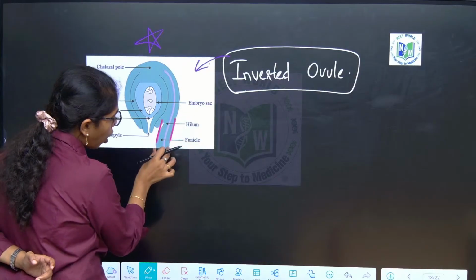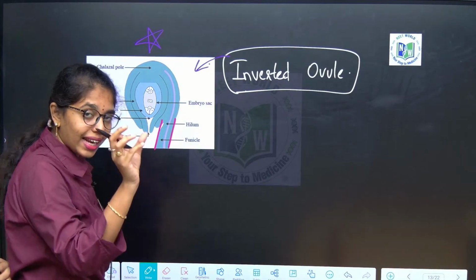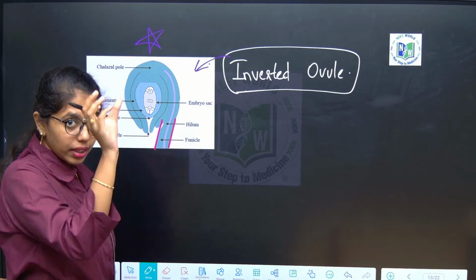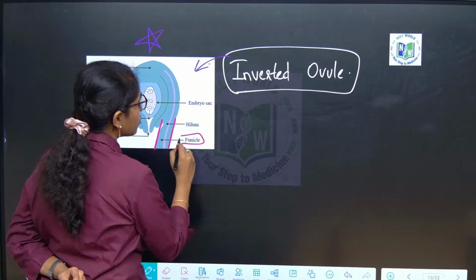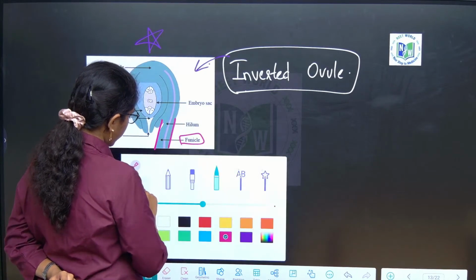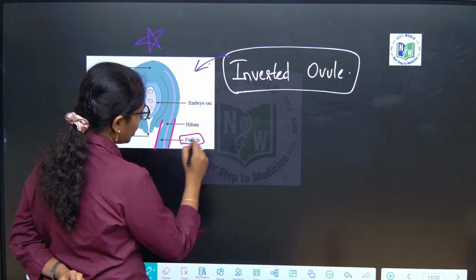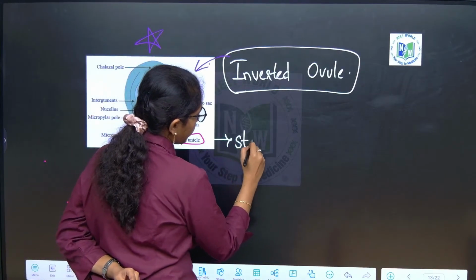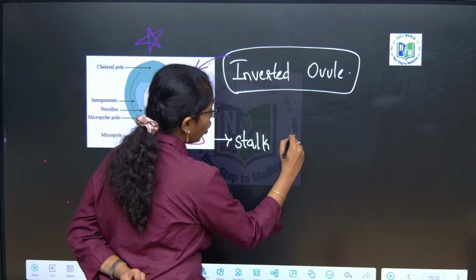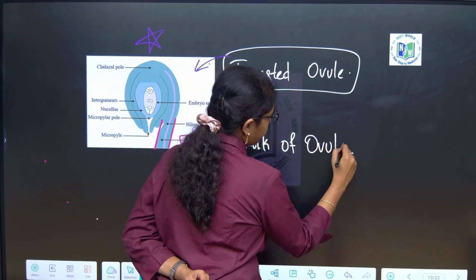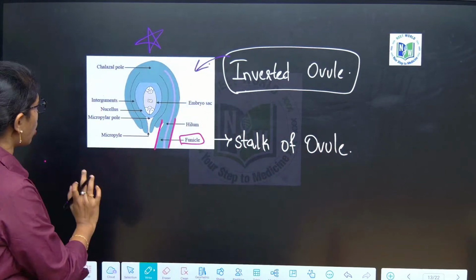The stalk of the ovule, through which the ovule attaches to the placenta of the ovary, is called the funicle. So what is the funicle? Funicle is nothing but the stalk of the ovule. Funicle is the stalk of the ovule.